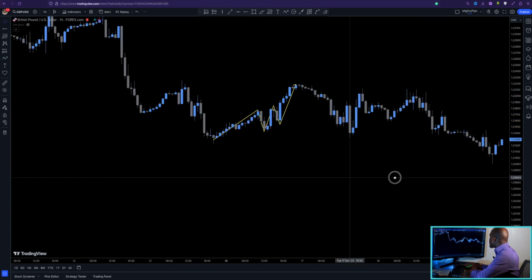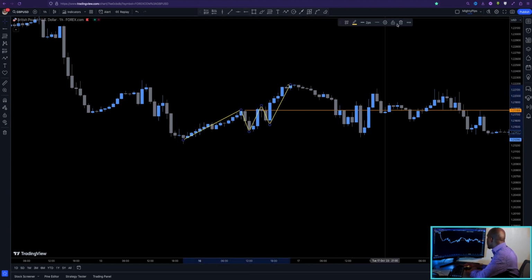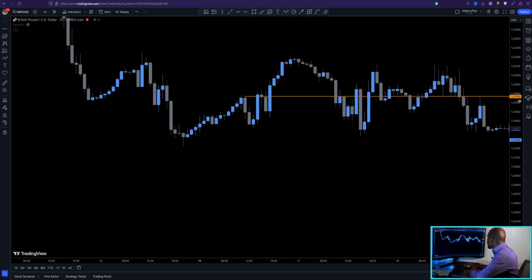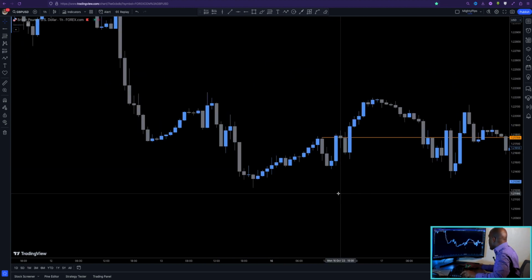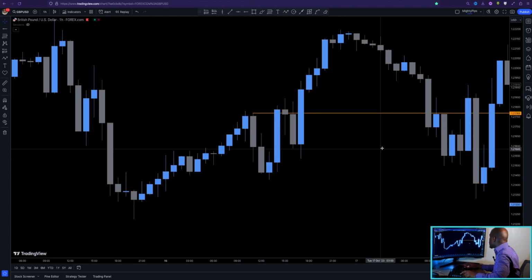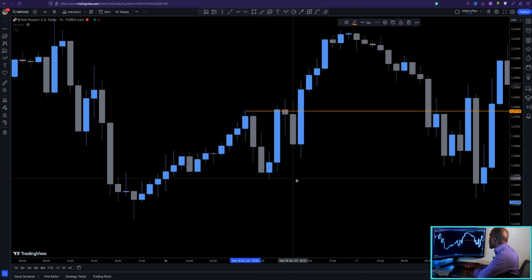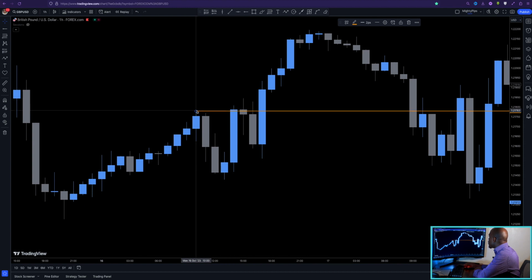So there is a slight break of structure here. There is a break of structure here. I hope you guys can see. Let me put on the high of this so that you guys can see. Let me remove this. Let me zoom this in so that you guys can see. I hope you can see now. This is the high. You can see that high was taken out by this bullish engulfing candle. This one took out this high, okay, and then it retraced.